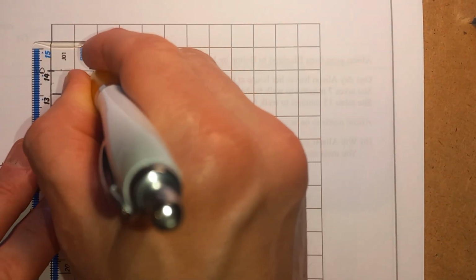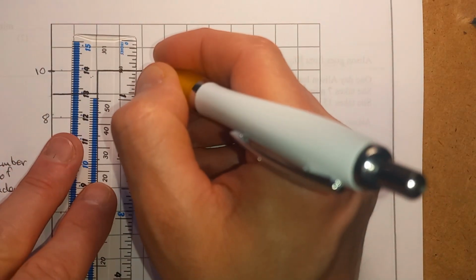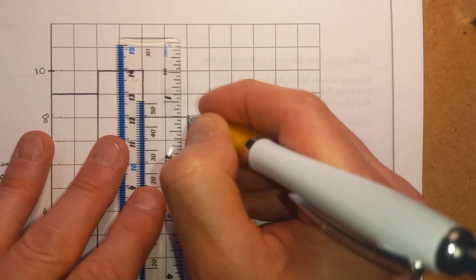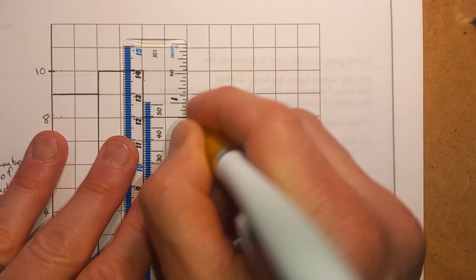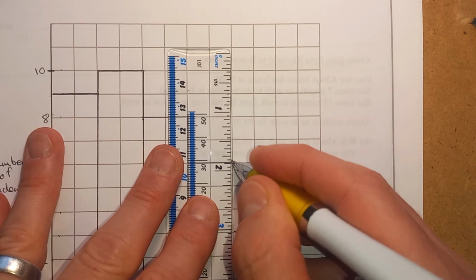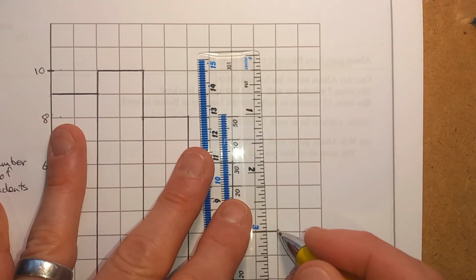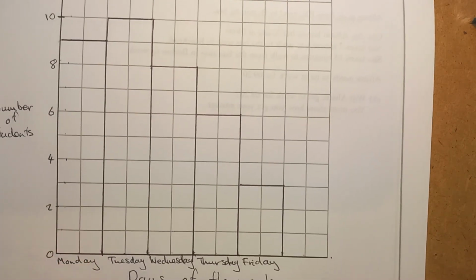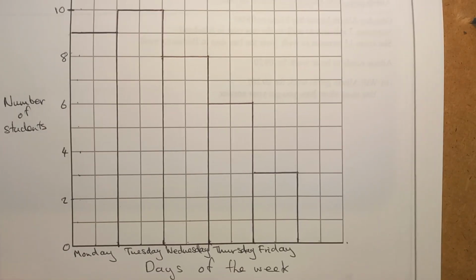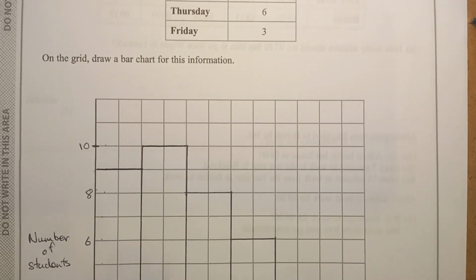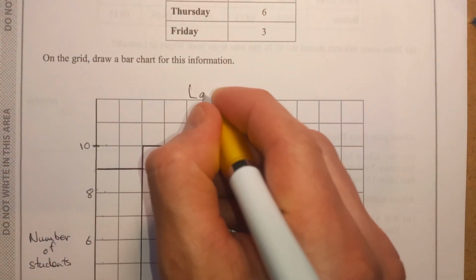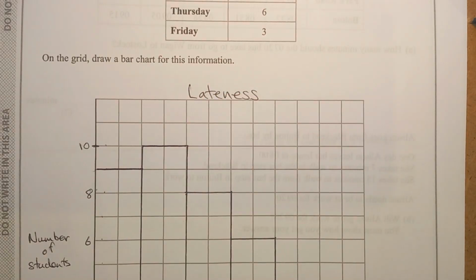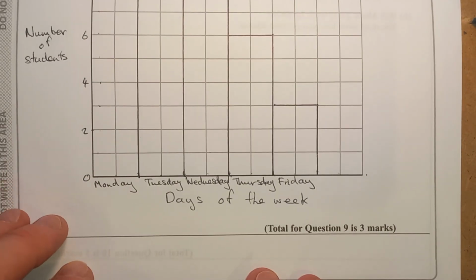And then we draw our vertical lines. You don't have to have bars that touch, but it's just quicker if they do. Okay. There we are, and I'm just going to put a title on it. I'll just call this lateness. I'll do. And that was for 3 marks.